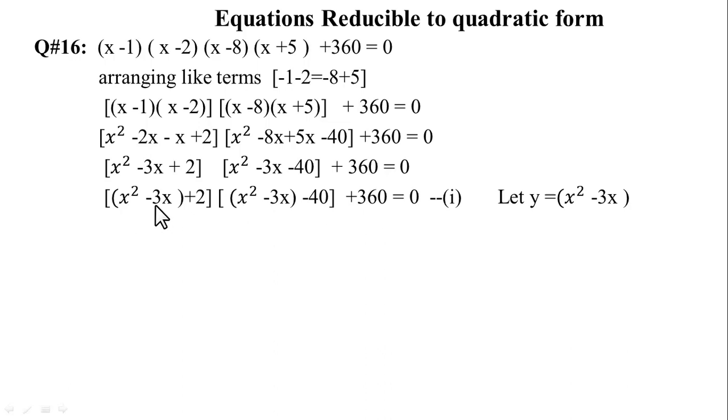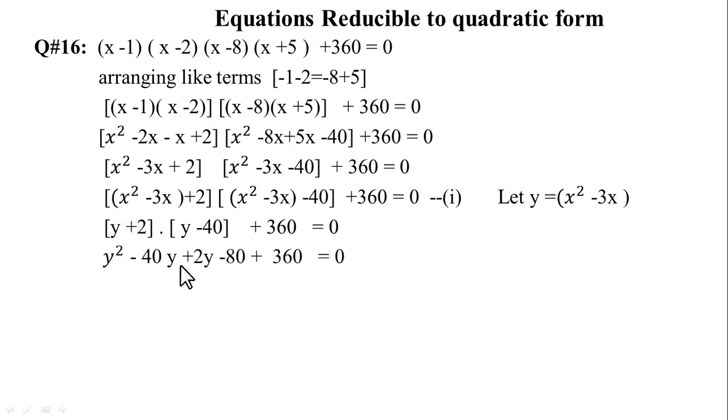We can suppose that x square minus 3x is another variable y. So let y is equal to x square minus 3x. Then we can write x square minus 3x equal to y. So y plus 2 and y minus 40 plus 360 is equal to 0. Multiplying both, we have y square minus 40y plus 2y minus 80 plus 360 is equal to 0. We can solve the equation, then the value is y square minus 38y plus 280 is equal to 0.